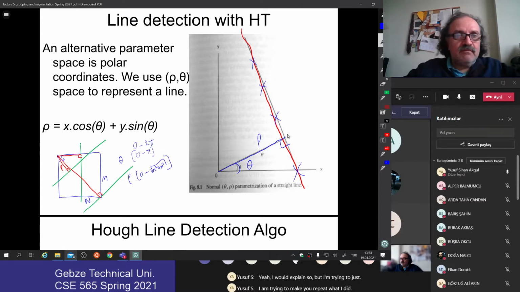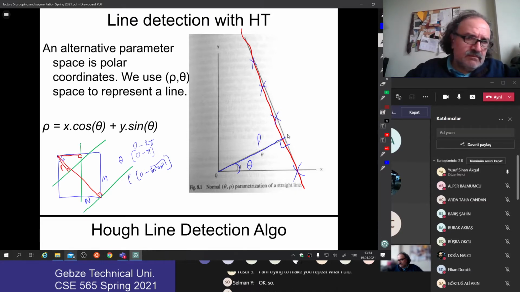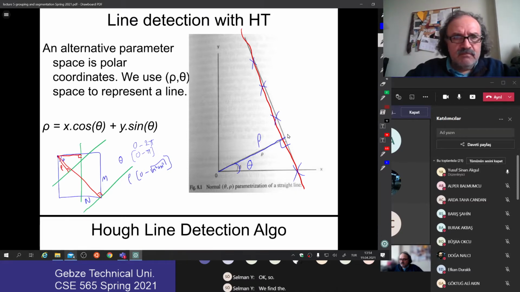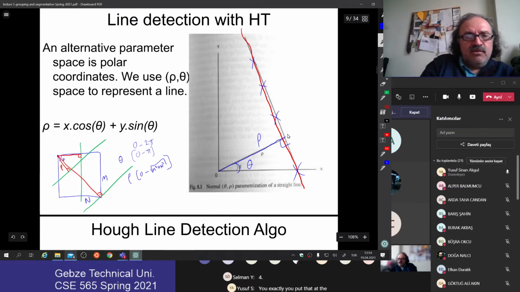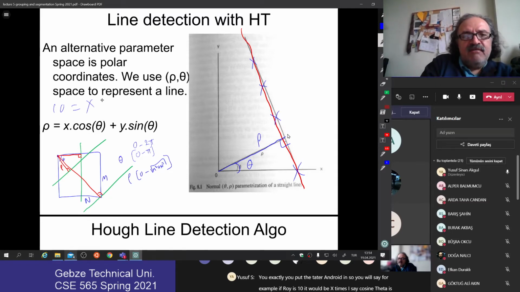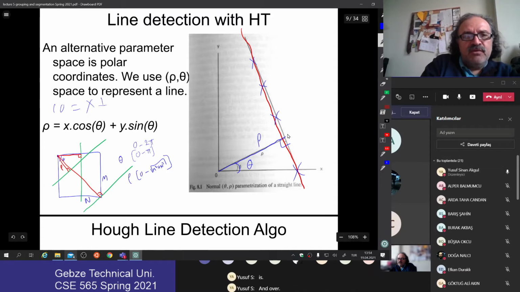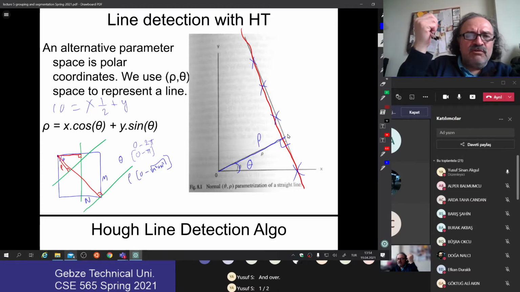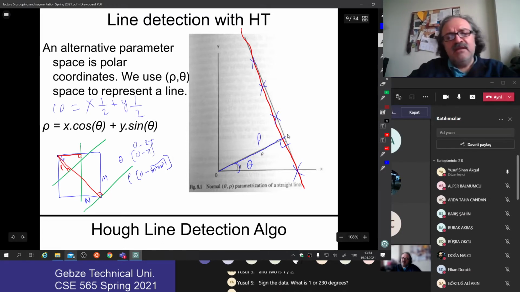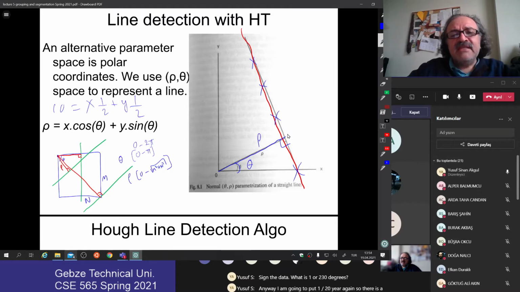Okay. So we find when we plug in the rho and theta. You put the theta and rho in. So you will say, for example, if rho is 10, it would be x times, let's say, cosine theta is, let's say, 1 over 2, plus y times sine theta. If cosine is 1 over 2, what is sine theta? What is 1 over 2? 30 degrees? Anyway, I am going to put 1 over 2 here again. So there is a relationship between them. But the thing here is different.